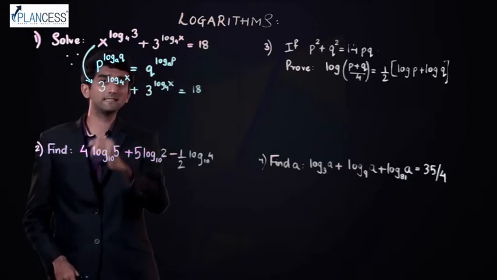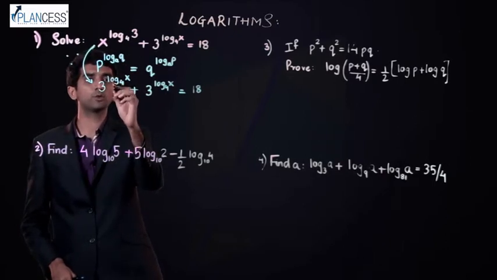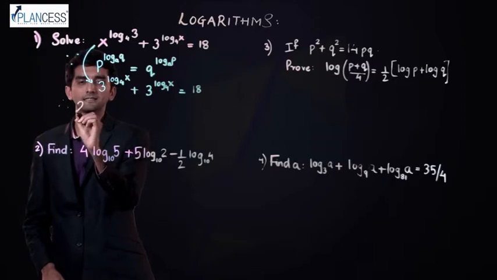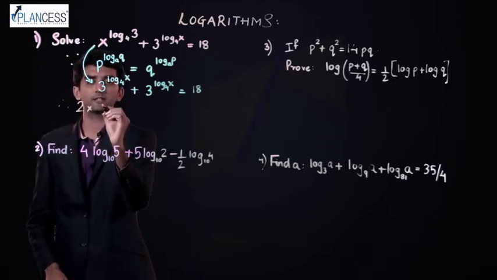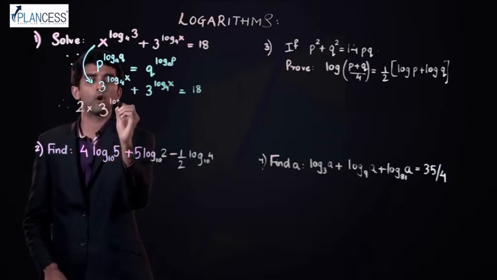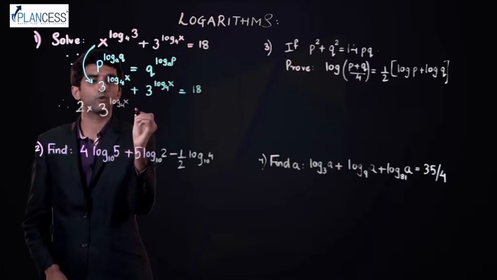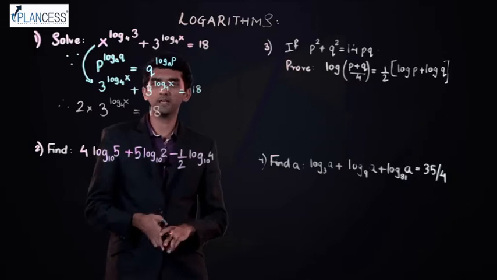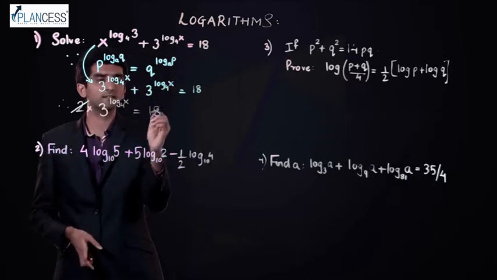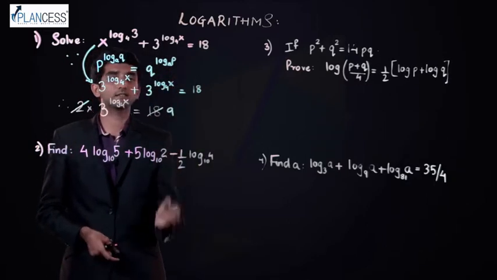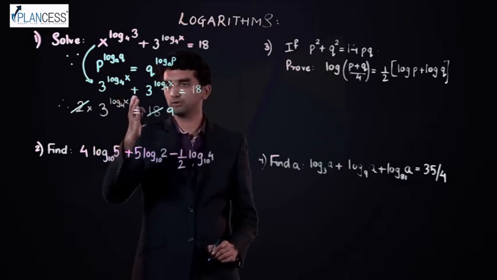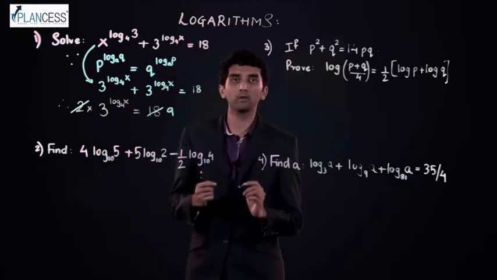Now, since both these entities are the same, 3 raised to log x to the base 4, what I can do is write this as 2 times this entity, which is 3 raised to log x to the base 4, and this is equal to 18. Now since this 2 is just multiplied with this entity, I can cancel this with the 18 on the other side to get a 9. So here we have 3 raised to log x to the base 4, which is equal to 9.